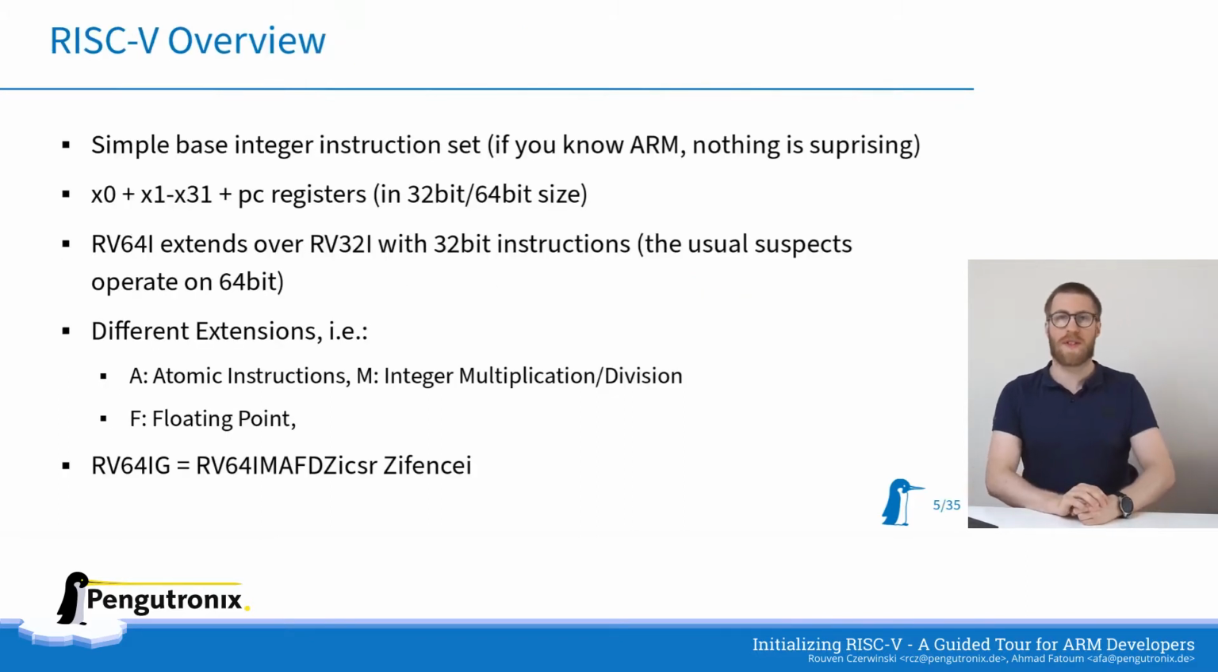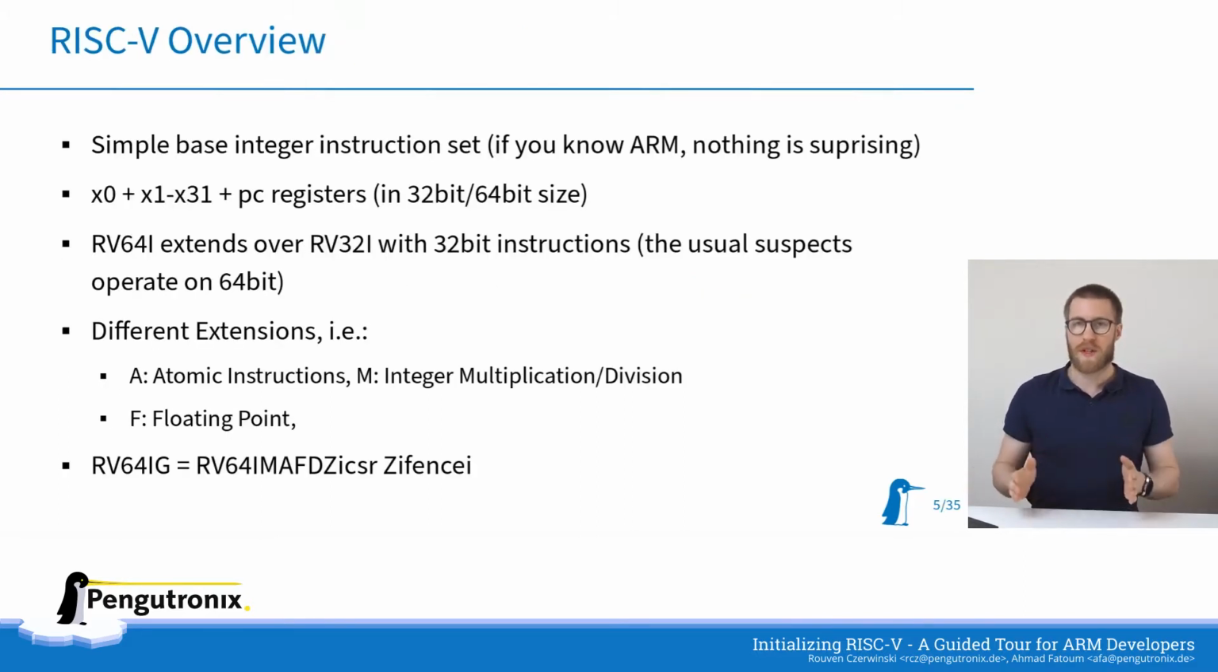Next up is a short RISC-V overview. The base instruction set for RISC-V is very, very simple and consists of mostly integer instructions and system instructions. So if you know ARM assembly, nothing is very surprising to you. You will be right at home. It's also helpful to know that there are 31 general purpose registers. There's also the X0 register, which is constantly 0 to provide a 0 value for your architecture. And then there's the program counter register, which is also special and always points to the currently running instruction.